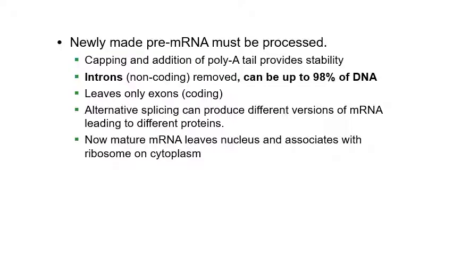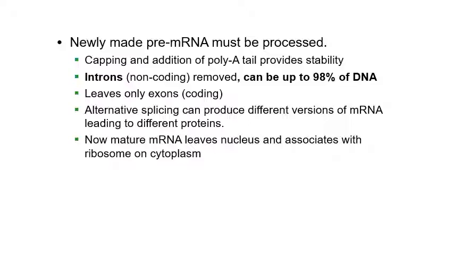So we have to basically edit those parts out. And that can be a lot. It can be up to 98% of the DNA here is introns or non-coding segments. We used to think they did nothing. Later on, we found out that some of those are regulatory sequences. Some of them are viral DNA that's just stuck in there, but not all of the DNA is directly coding for proteins. All right, so we have to cut out the introns, and that leaves us with the rest of the coding DNA, which we refer to as the exons.